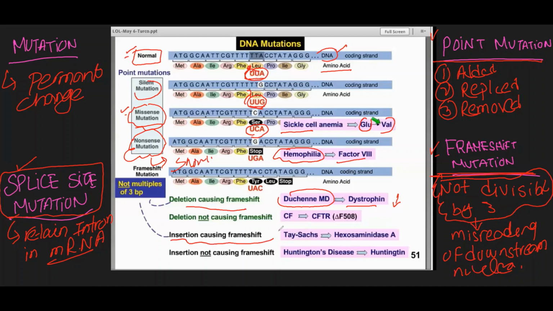Insertion causing frame shift is seen in Tay-Sachs disease, where the hexosaminidase enzyme is decreased or non-functional. Deletion not causing frame shift is cystic fibrosis, and insertion not causing frame shift is Huntington, because these are multiples of 3. Insertion or deletion does not cause frame shift when they are divisible by 3.